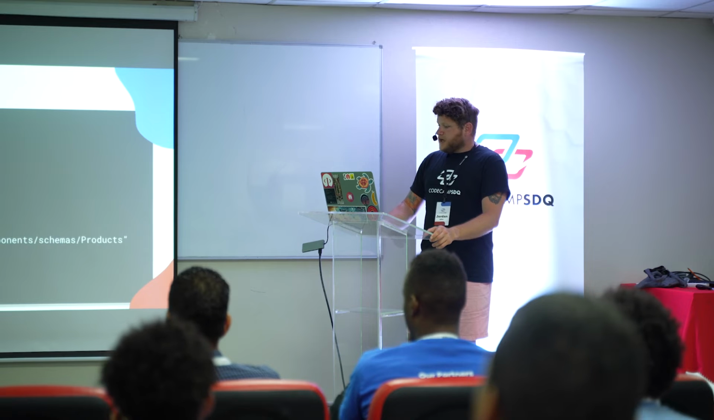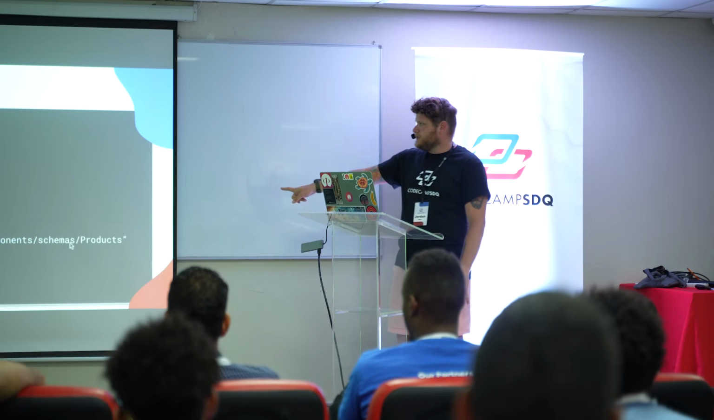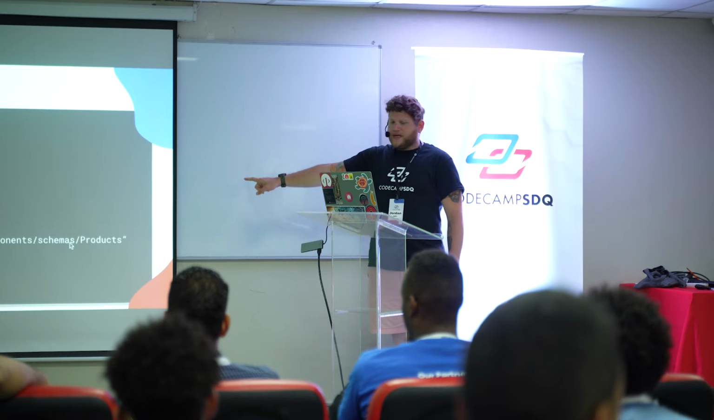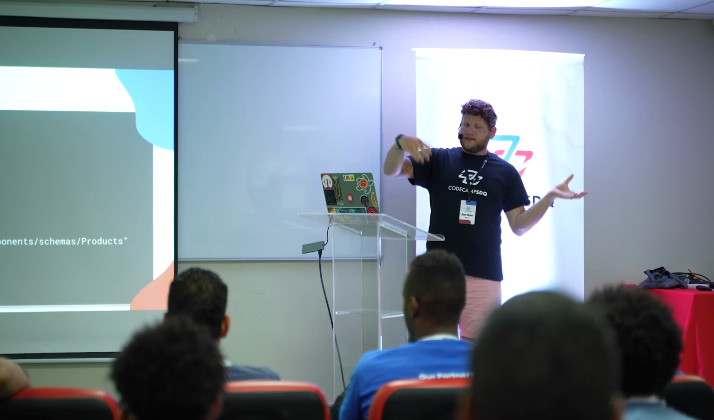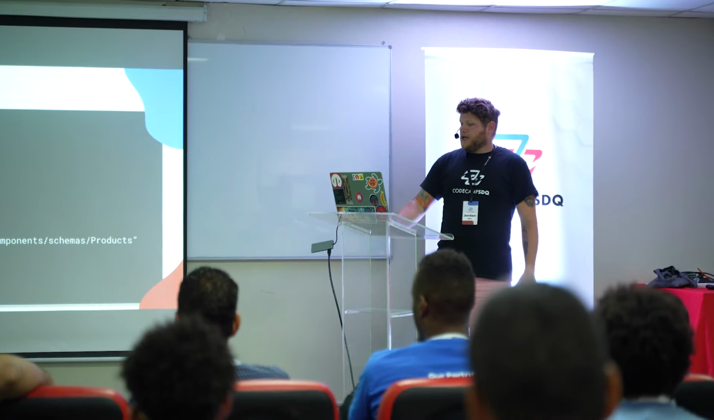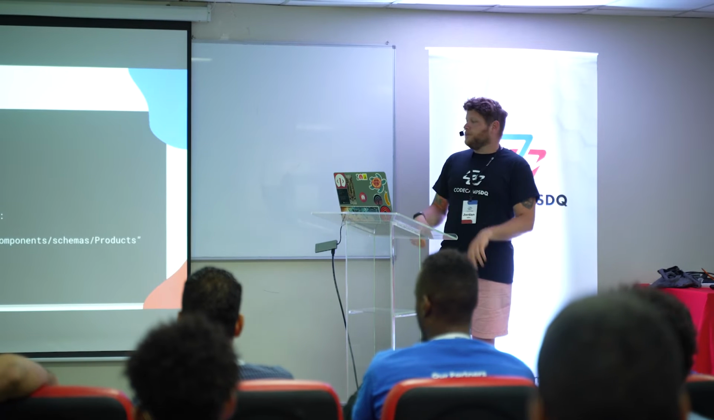And we also specify the responses. And so here we're saying if it's a 200, that's a success response. And the content will be application JSON and the schema, and this points to it. And so what this says is when we get products, we expect it to be an array of product objects as defined in the schemas block. And then we also specify the security schemes that are permitted for that endpoint.